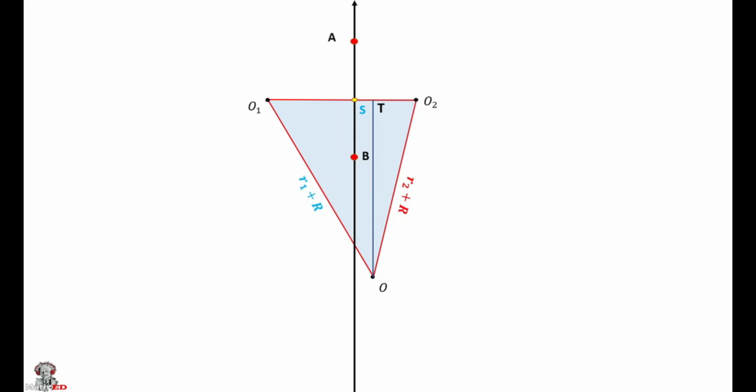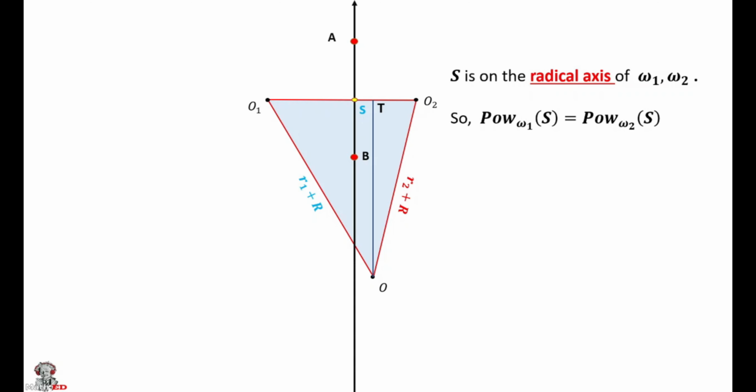Now see that S is on the radical axis of omega 1 and omega 2. So we can write that the power of S with respect to the circle omega 1 and the power of S with respect to the circle omega 2 are the same. So we can write that O1S square minus R1 square equals O2S square minus R2 square. By rearranging, we get O1S square minus O2S square is equal to R1 square minus R2 square.